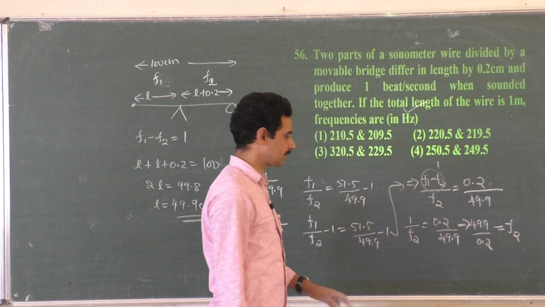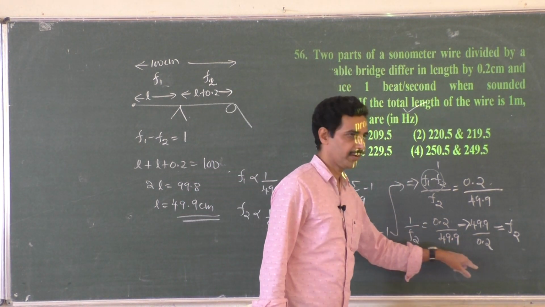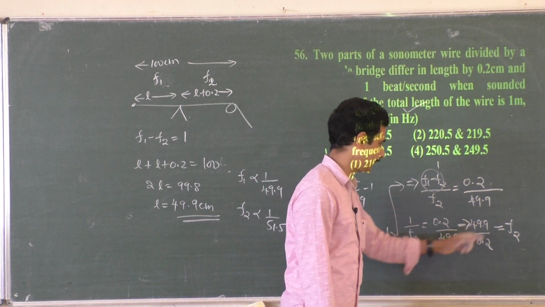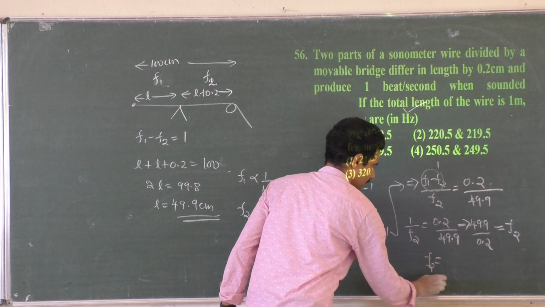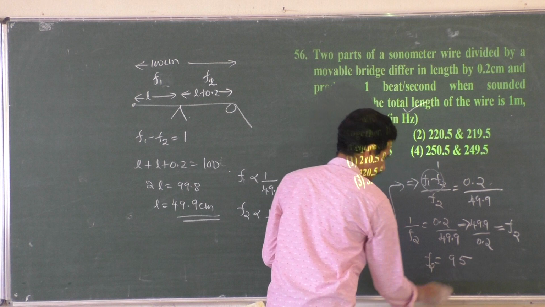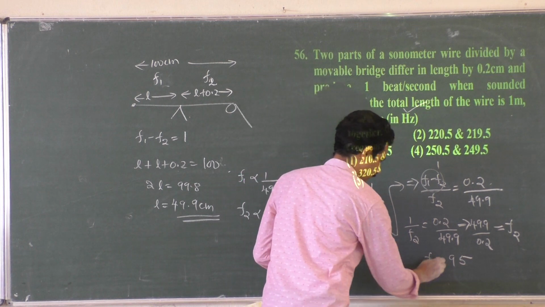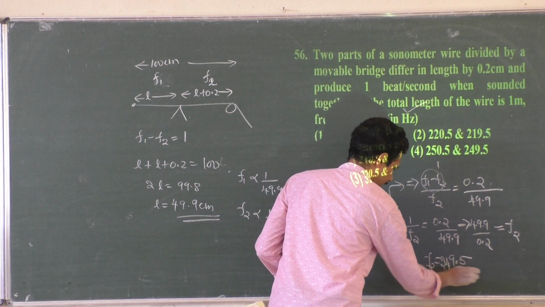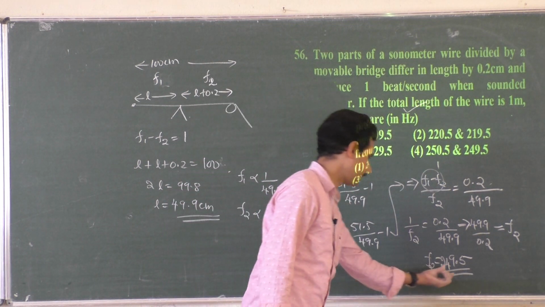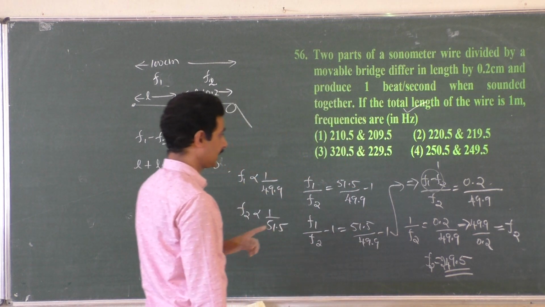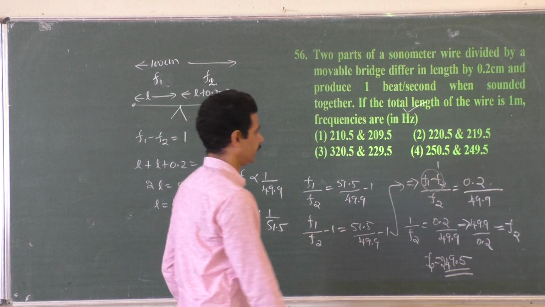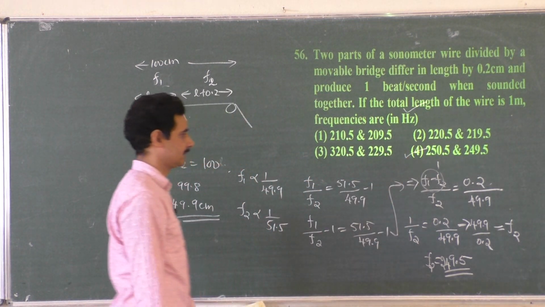By 0.2 means into 1 by 5, and 1 by 5 is 0.2. So multiply this by 5. What is F2? 49.9 into 5 is 249.5. Now what is the question? Frequencies are, one is 249.5, this is lesser. Another is 250.5, more, because F1 is more. 250.5 and 249.5. That is the answer.